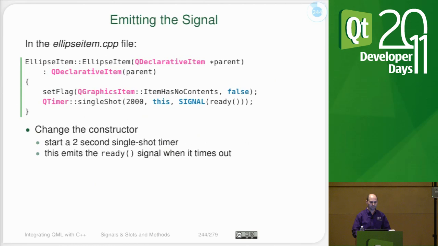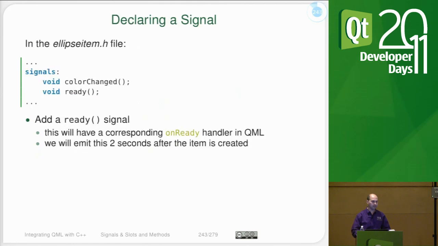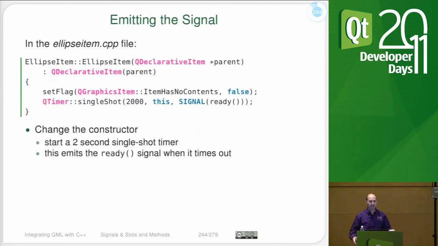So for example, we have a QTimer single shot. Just for giggles, after 2 seconds, we're going to emit the signal ready. So at some point, the signal is going to get emitted, onReady is going to be called, and we have stuff happening in QML because we have emitted signals.